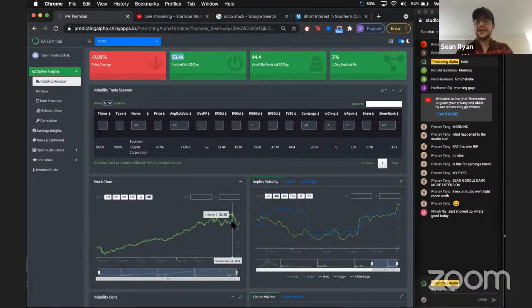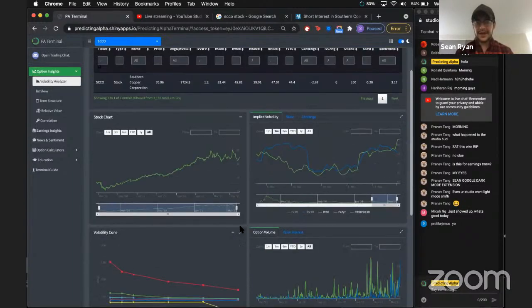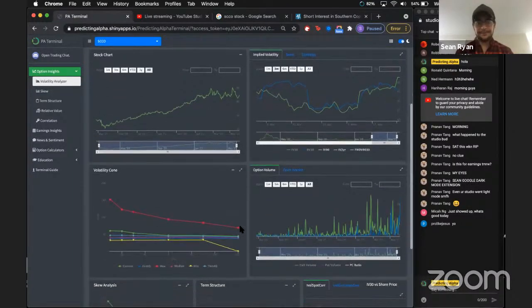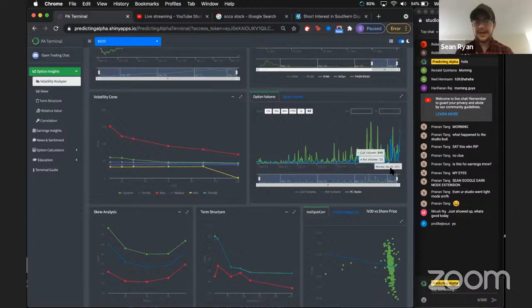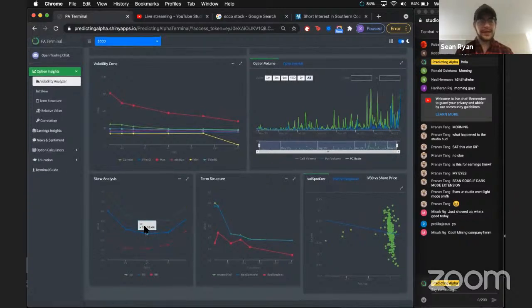Things chopped around the last month pretty seriously, right? But what I am sort of thinking here is maybe we could come in and sell some vol here. I'm thinking somewhere around the 20-day mark.